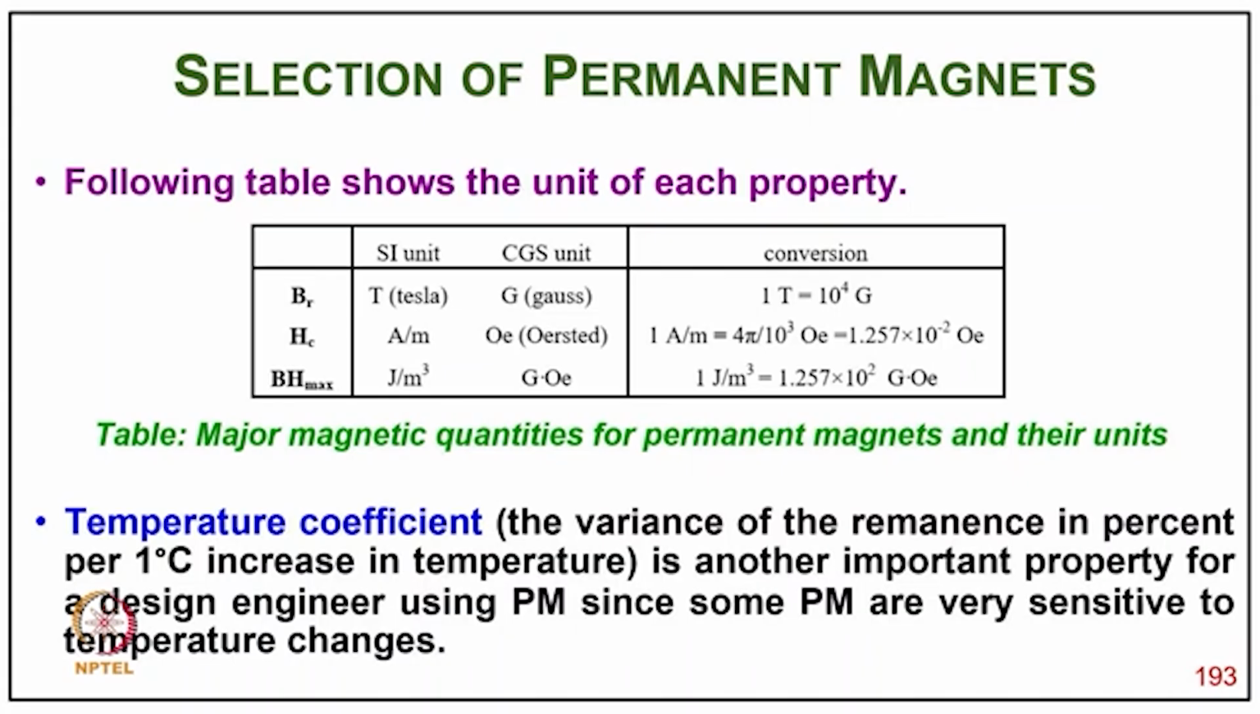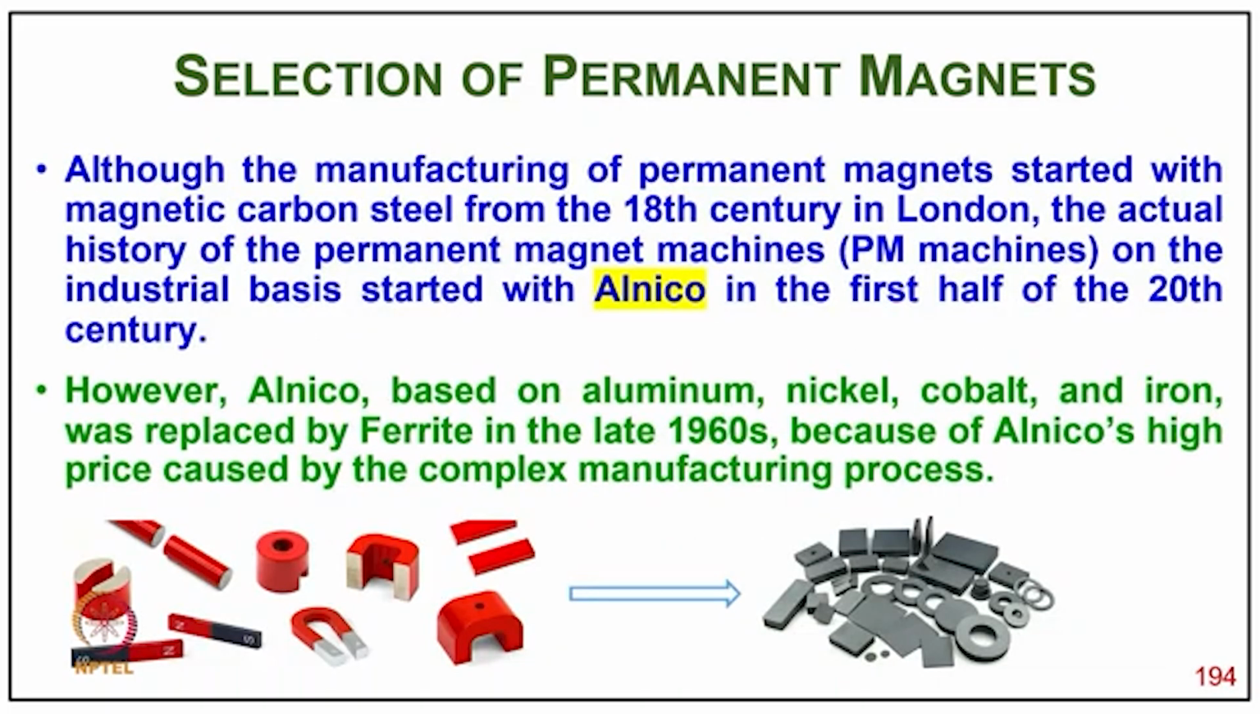The temperature coefficient, the variation of the remanence per 1 degree Celsius increase in temperature, is another important property for the design engineer in permanent magnet material, since some permanent materials are very sensitive to temperature changes.